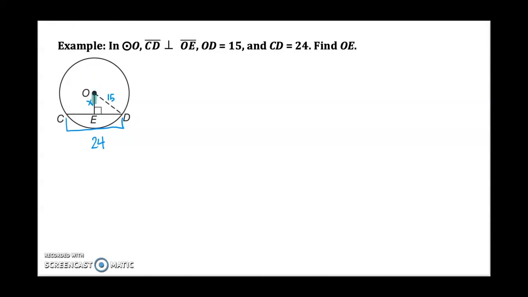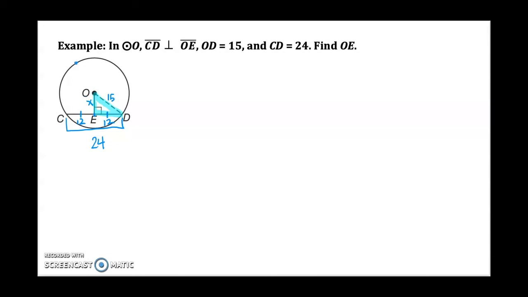If I'm looking at this right triangle, I'm not going to use 24, because that's the whole chord length. But because this is perpendicular to this chord, by our theorem I know that it is bisecting this chord. So these parts should be equal, and each of these little bits is going to be 12.